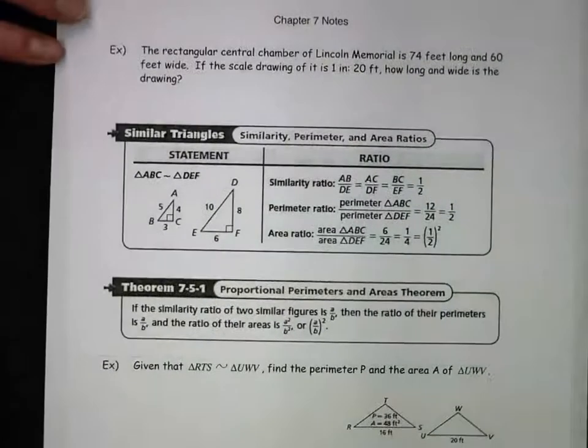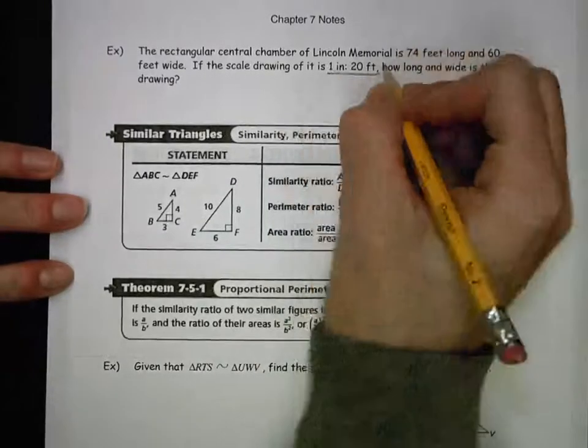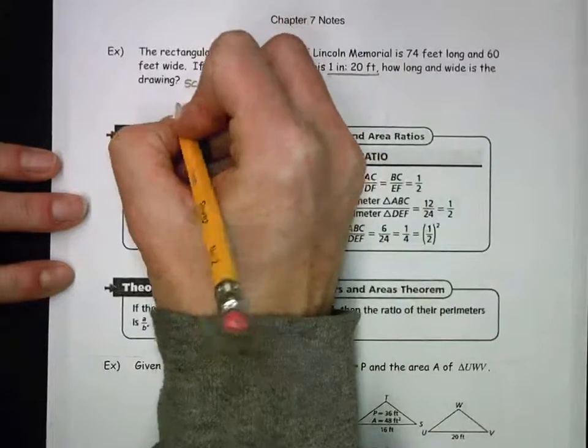All right, if you flip the page, in our next example, we are dealing with a rectangular central chamber of Lincoln Memorial. It is 74 feet long and 60 feet wide. We have another scale drawing here. It's 1 inch to 20 feet. How long and wide are the new drawing? All right, we are again taking this ratio. This is the scale. This is the actual.